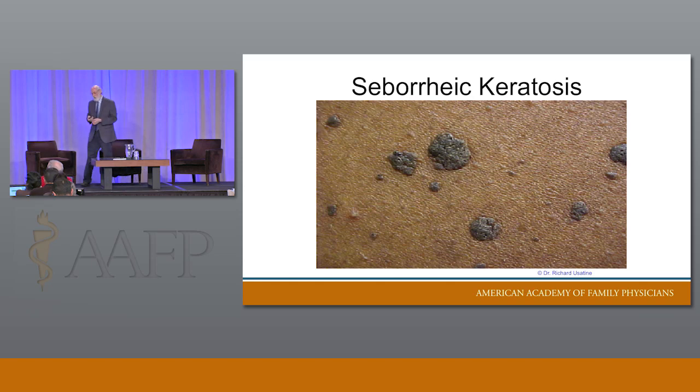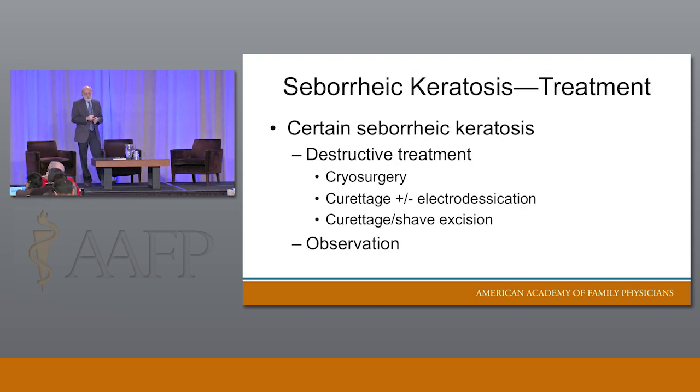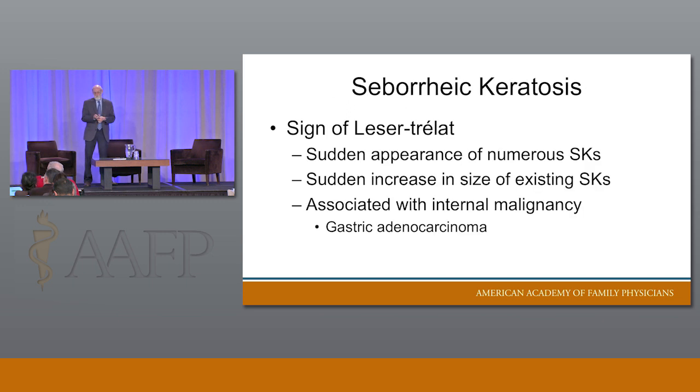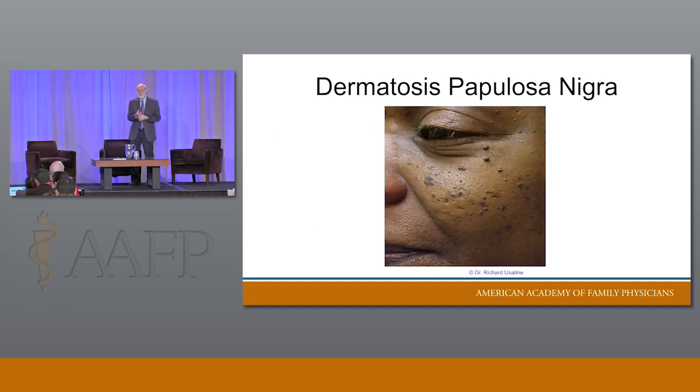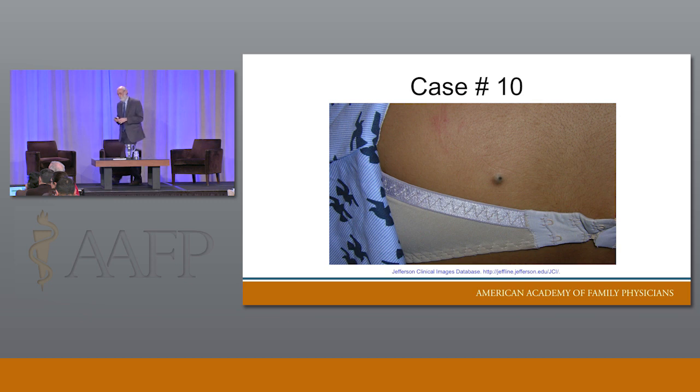Our patient has an SK, and there are lots of them. If you're worried about melanoma, do a full thickness biopsy. You don't need a wide excision. If you're certain it's an SK, you can destroy it with cryo or curettage, or just watch it. Watch out for the sign of Leser-Trélat: all of a sudden, somebody gets all these SKs on their trunk. If you see that, there may be an underlying abdominal malignancy. The boards could ask you about that. Dermatosis papulosa nigra is an SK variant on the face and neck, and skin tags, which you may also see in patients who have insulin resistance.